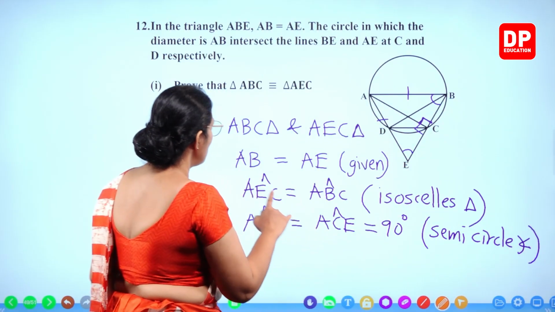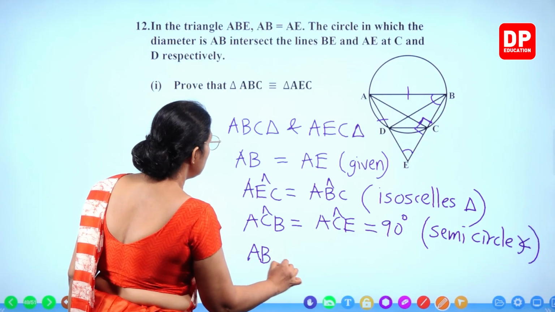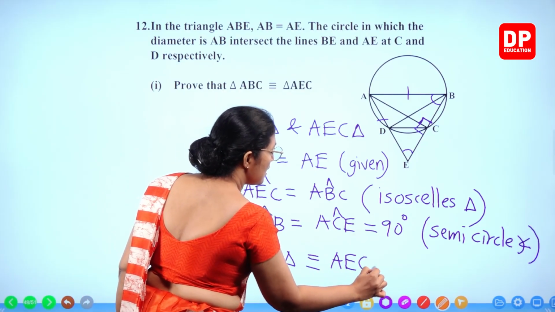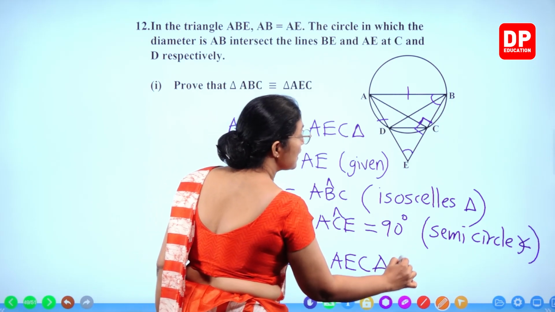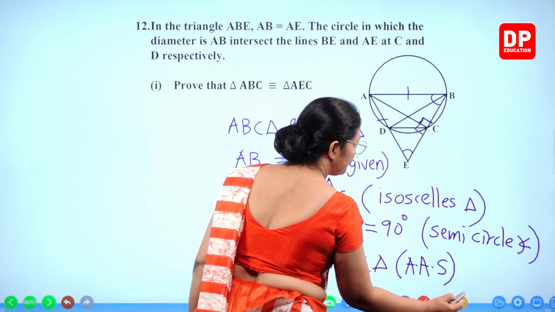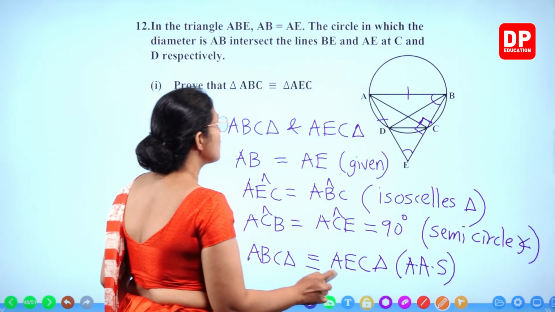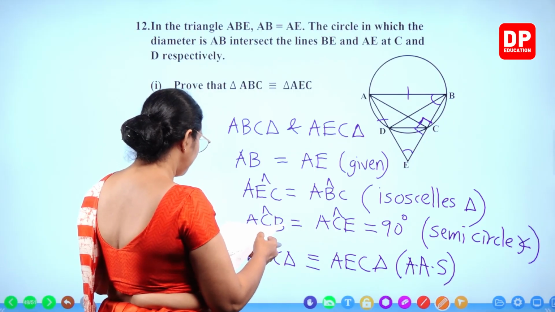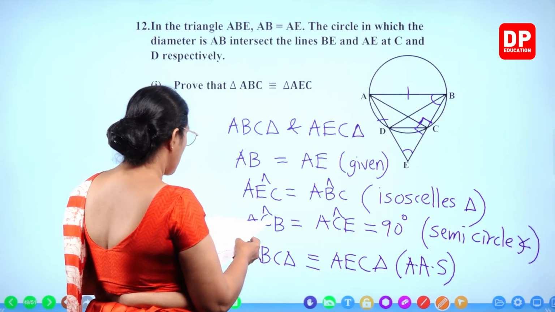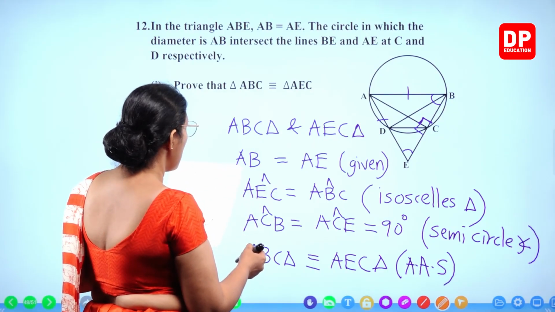So now we have two angles and one length. So triangle ABC is congruent to triangle AEC. What's the case? Angle, angle, side. So how many marks for that part? You get 3 marks. But you can use RHS as well.